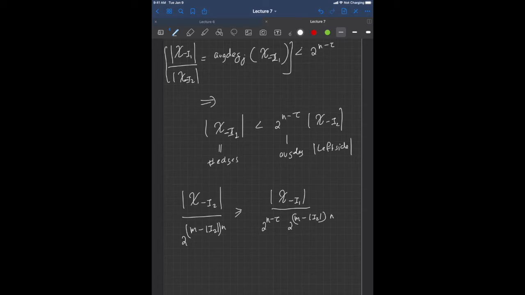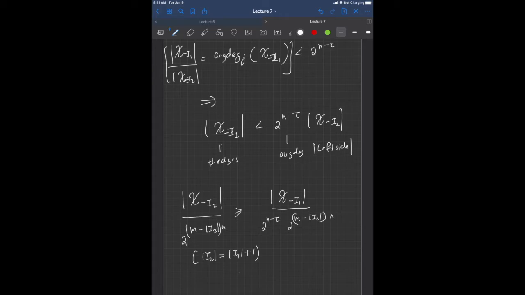So we know that x minus I2 cannot shrink by more than a 2 to the n minus t factor by the above calculation. Now we can use the invariant about x minus I1, but its normalization was with respect to its universe, that was m minus cardinality I2. But then what's the relation between cardinality I2 and cardinality I1? Cardinality I2 is just cardinality I1 plus 1, right? Because you just added one more revealed row.